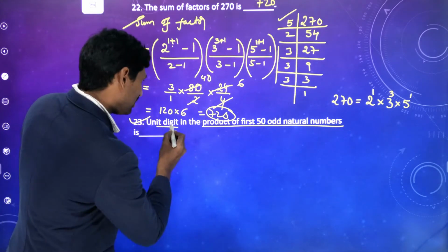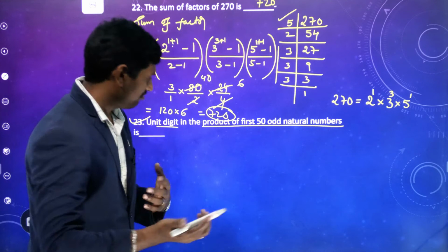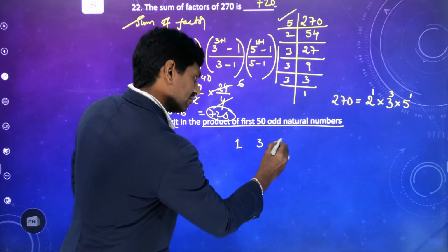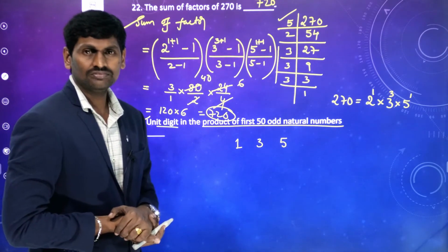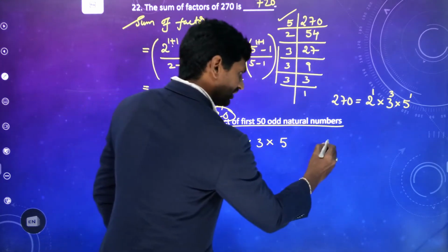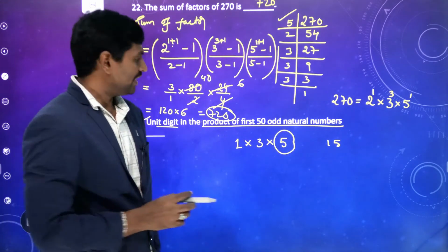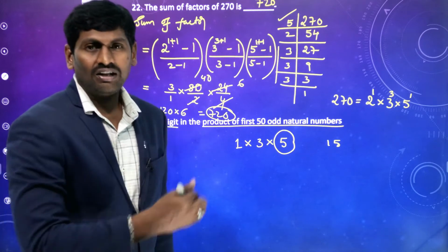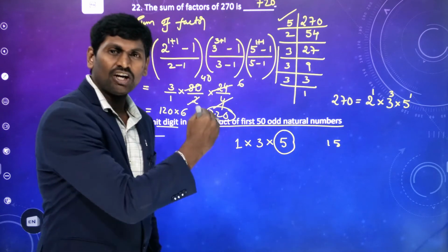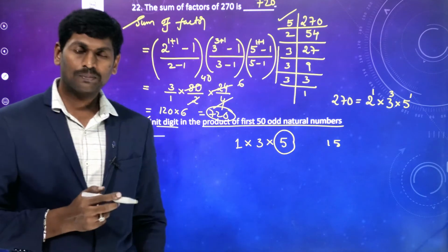See, for example, first 50 odd natural numbers. What is the first odd natural number? Very good, 1. Second odd natural number is 3. Next 5. Now coming to here, 1 3s are 3, 3 5s are 15. While you are observing the 5 table, 5 1s, 5 2s, 5 3s, when it is multiplied with every odd number, the product will end with unit digit 5.